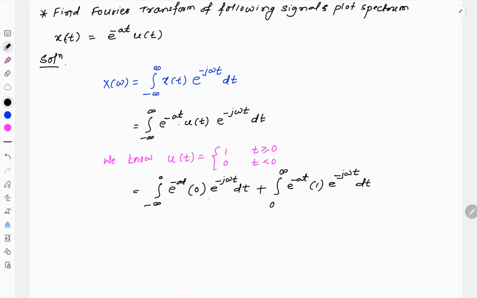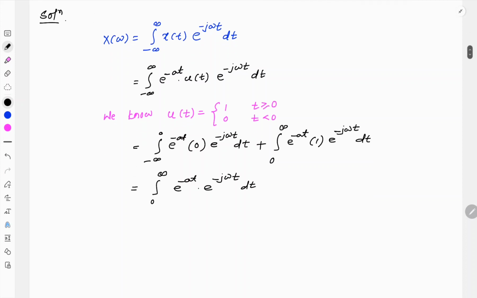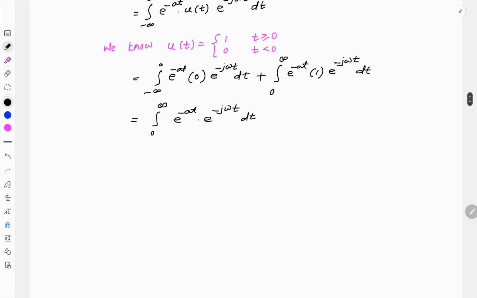So the first integration becomes 0 and we have to evaluate only the second integration. So here the second integration remains to be integration from 0 to infinity e raised to minus at into e raised to minus j omega t dt. So we have to simplify this equation, and the first integration becomes 0.